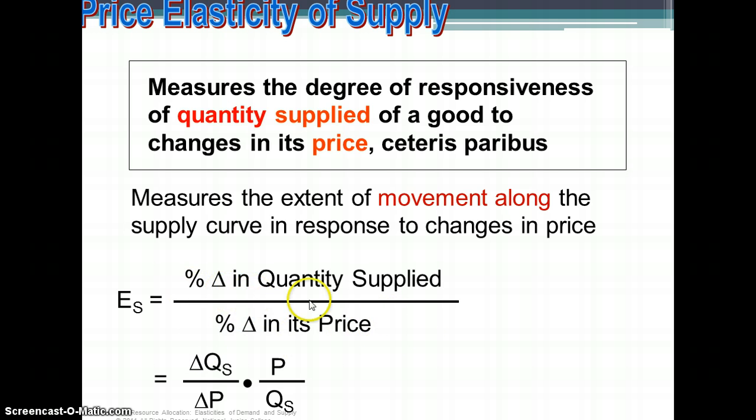So therefore, this is the PES formula, whereby, for a given percentage change in price, what is the percentage change in the quantity supplied? This is similar to the PED formula, but in this case we are interested in looking at the quantity supplied.